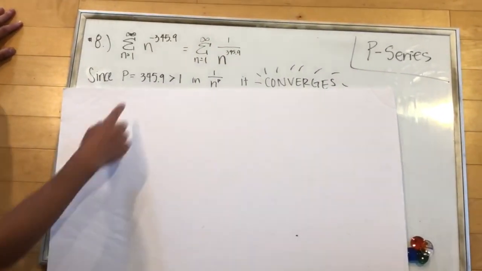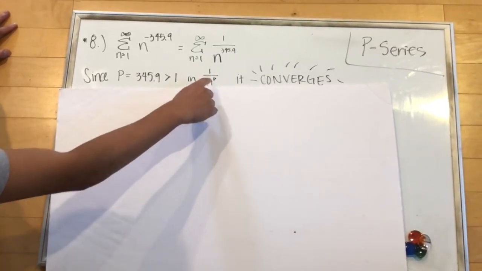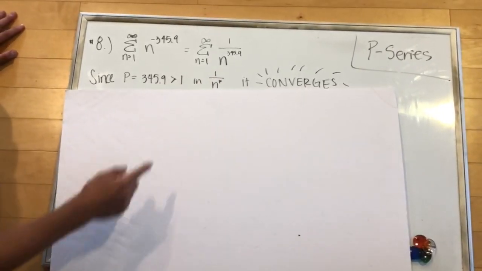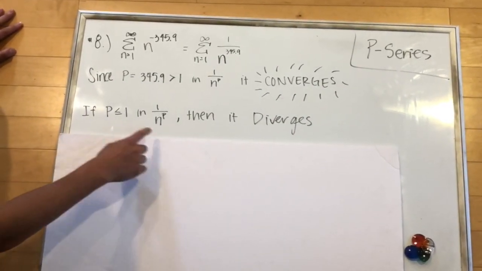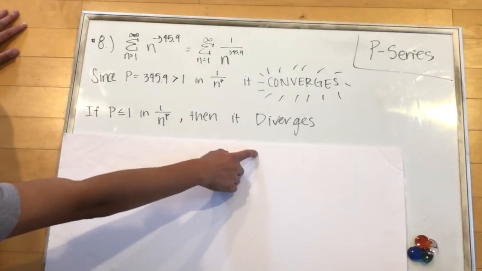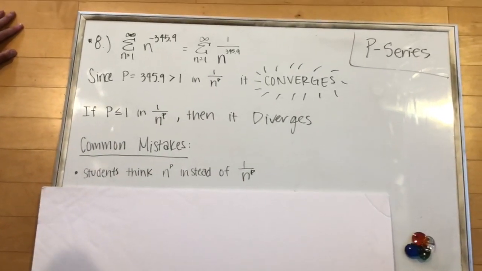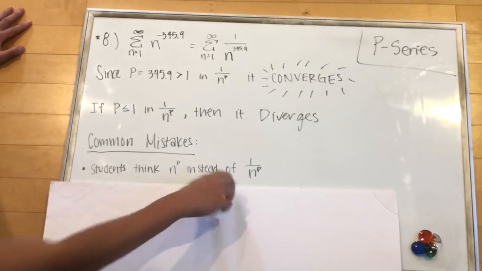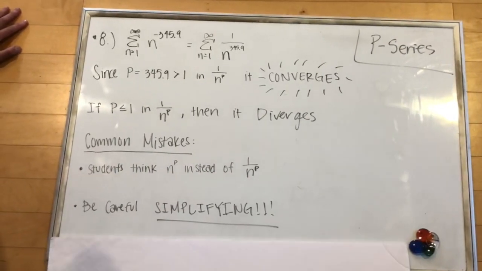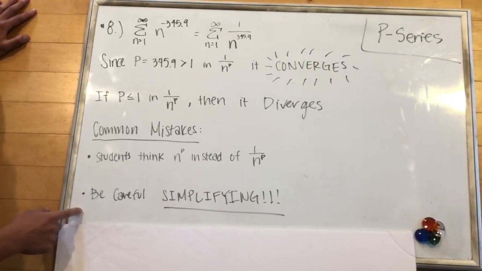So since P equals 345.9, which is greater than 1, and it's in the format 1 over n to the P, it converges. But if P was less than or equal to 1 in 1 over n to the P, then it would diverge. Some of the common mistakes that students make is that they think it's n to the P instead of 1 over n to the P, which is the reciprocal. And the big one is also be careful simplifying, because that's where little mistakes are made.